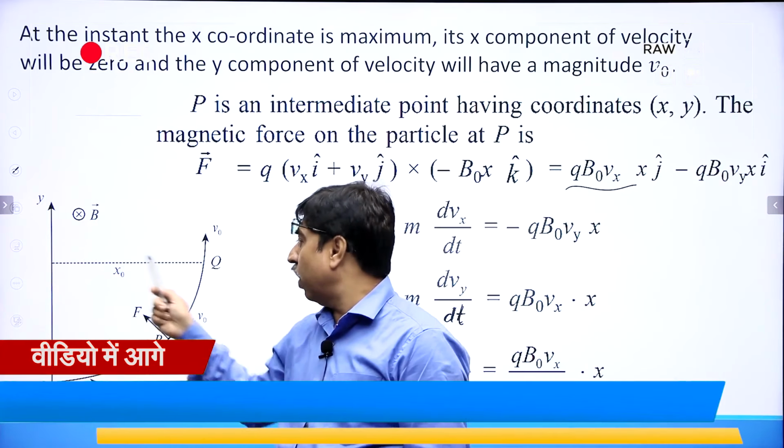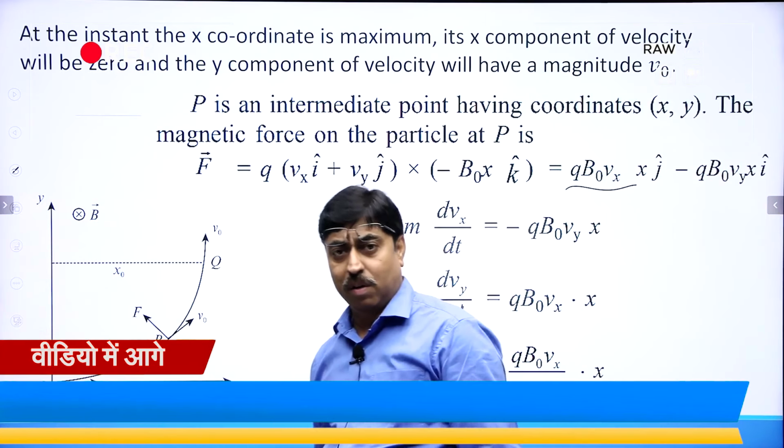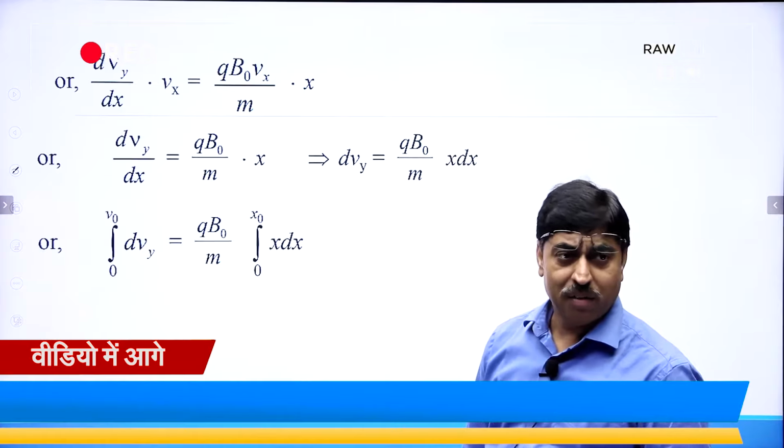This is the x coordinate x naught when Vy has become V naught. This is what we are trying to find.